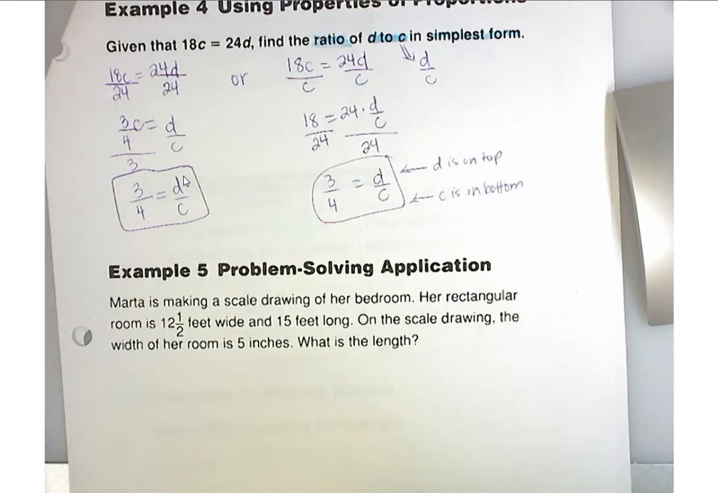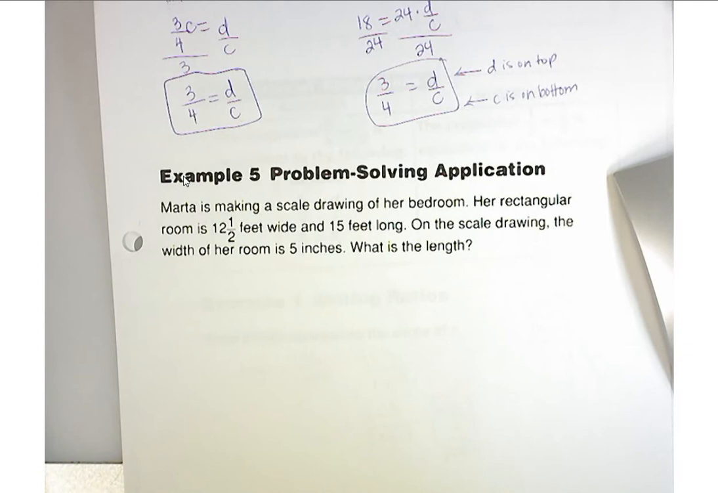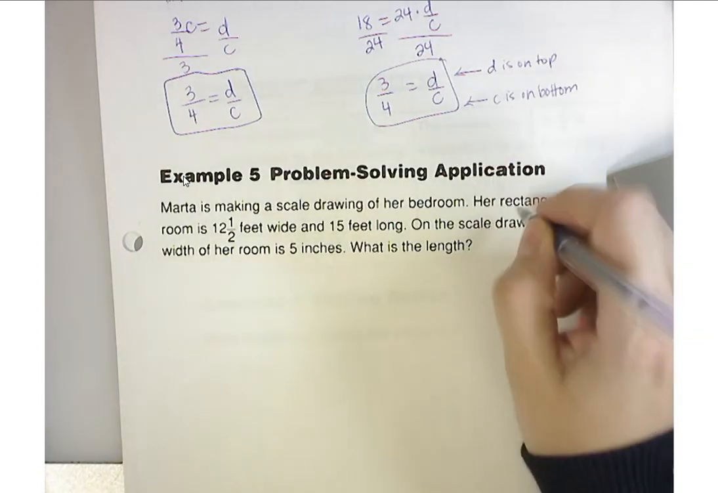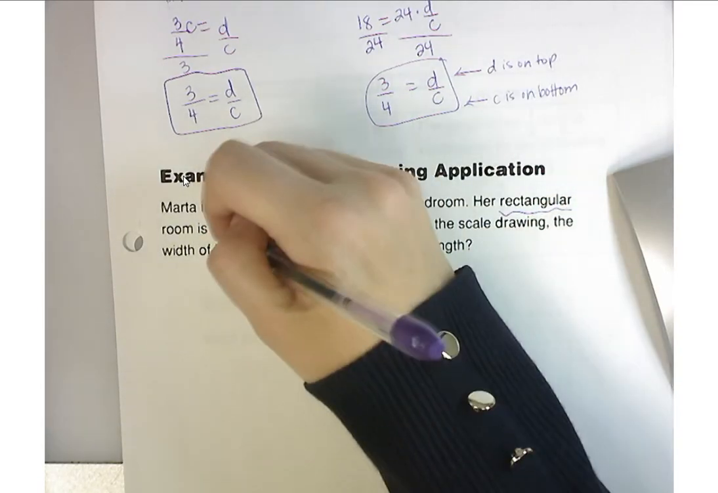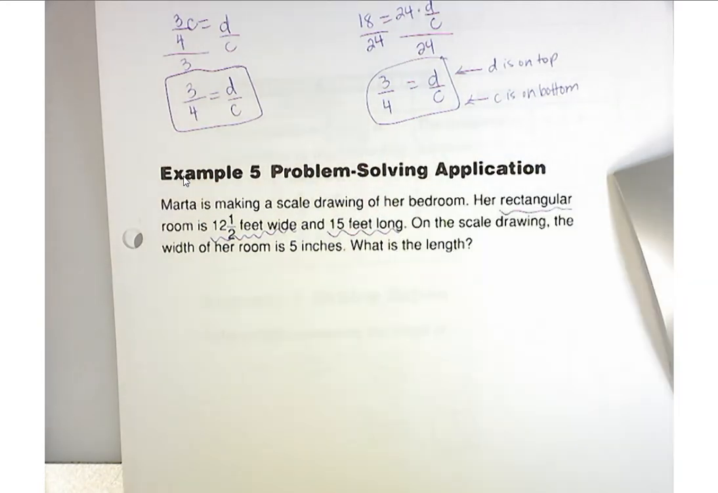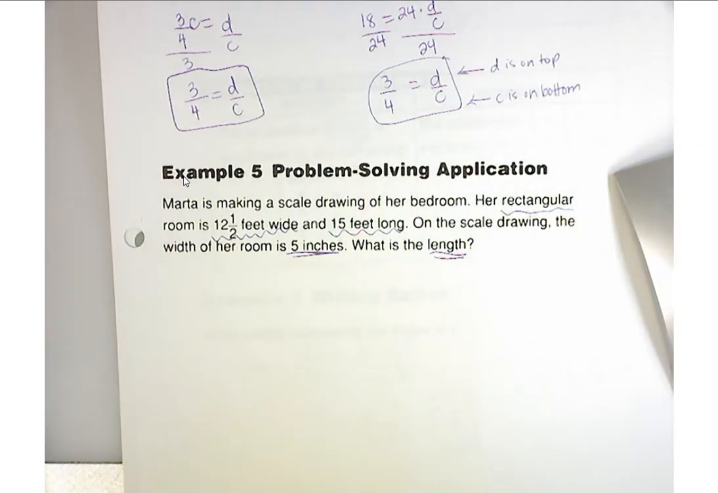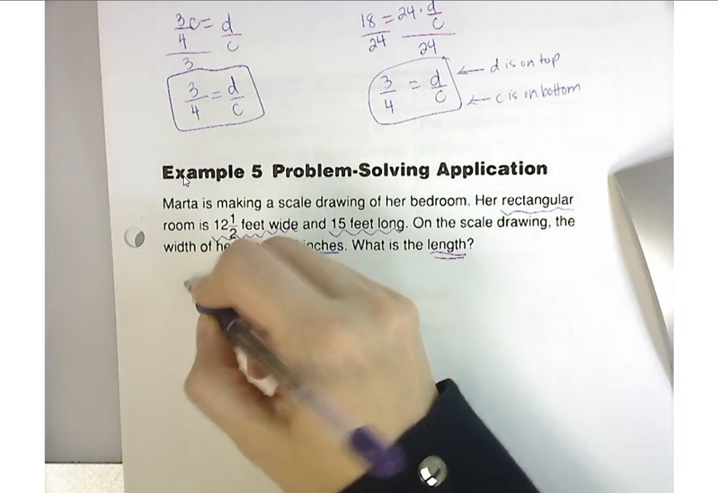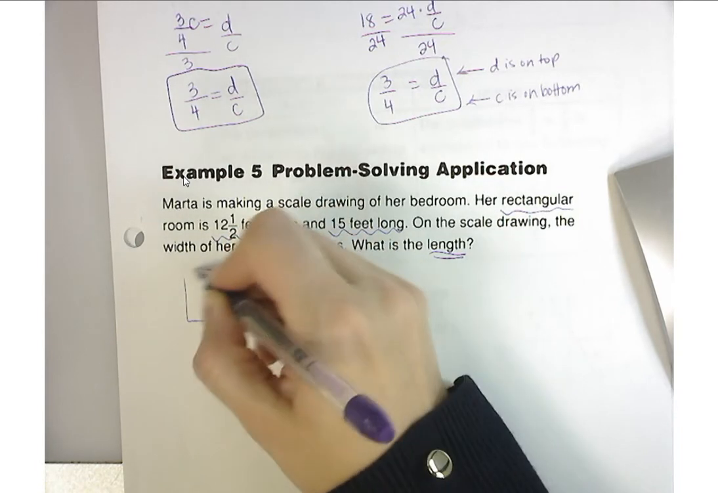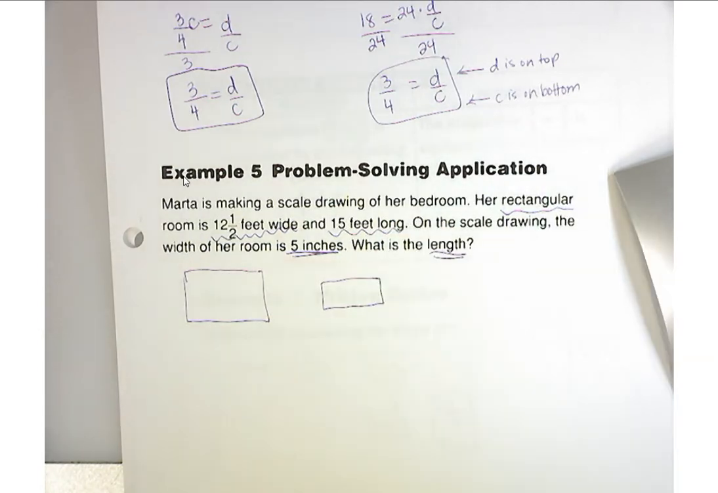Okay, and then our example 5 is our problem solving application. So we have Marta who's making a scale drawing of her bedroom. Her rectangular room is 12.5 feet wide and 15 feet long. On the scale drawing, the width of her room is 5 inches. What is the length? Okay, so there's an actual room, and then here's her drawing. So it's like a model of her room.